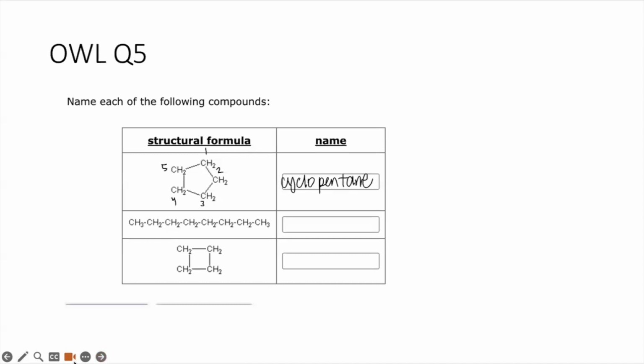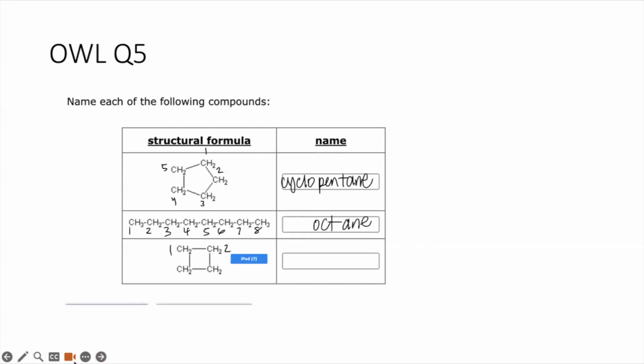Here, even though this question is about naming rings, they decided to throw in a linear structure. So this is an alkane, so it takes on the ending ane, all single bonds. And it is 8, so it takes on the prefix oct. So octane, no branches coming off of it, so nothing else needed.